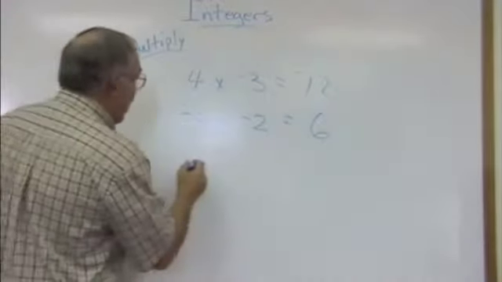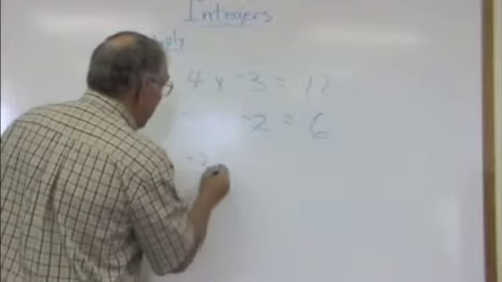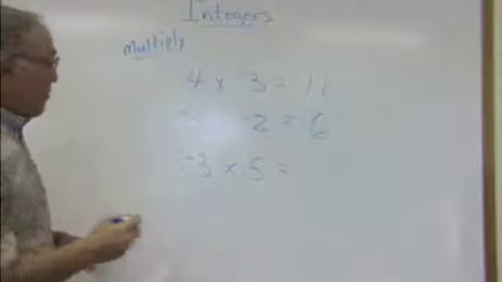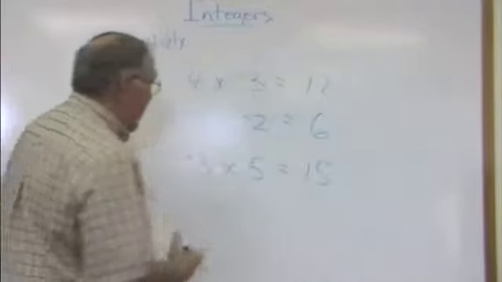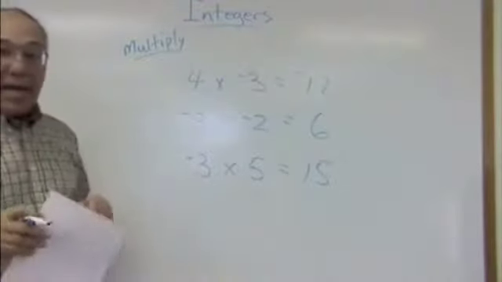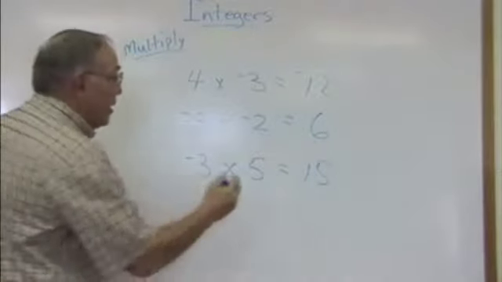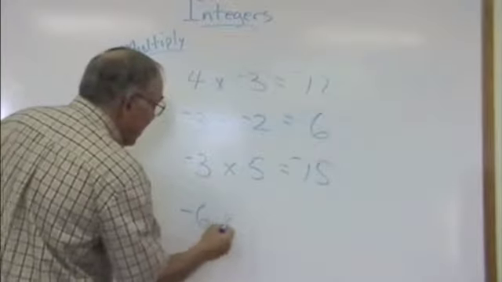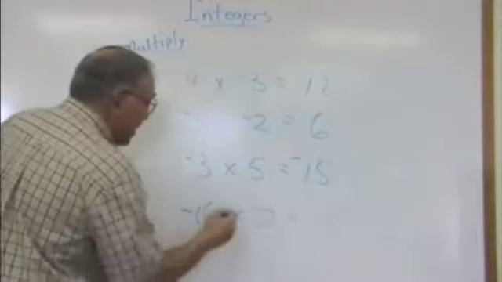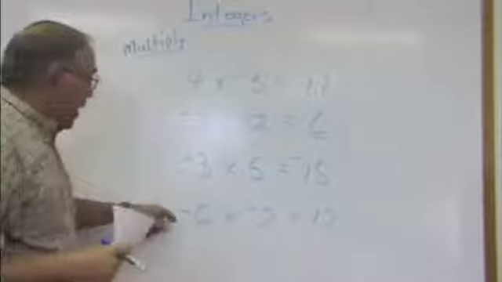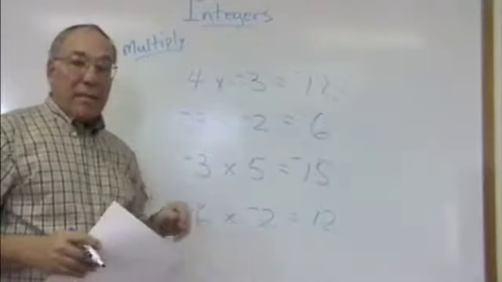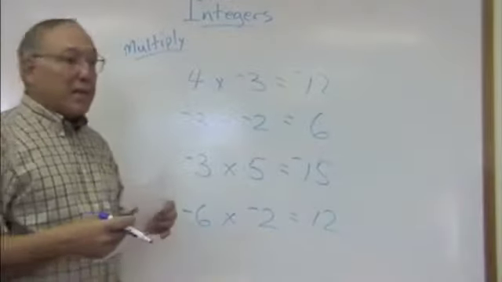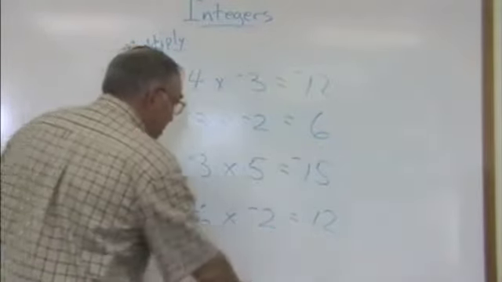If we had -3 times 5, 3 times 5 is 15. We've got one bad apple, one negative sign, the signs are different, that's going to be negative. But if we have -6 times -2, 6 times 2 is 12, a negative times a negative is a positive. Okay, multiplying integers. Let's look at division.